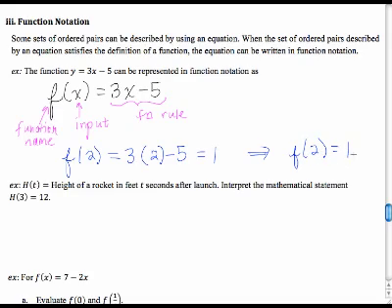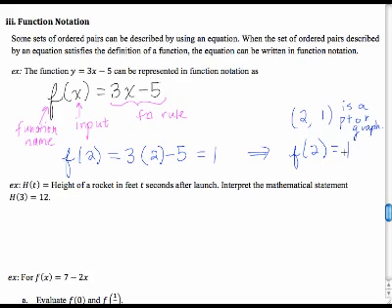It's another way of saying that when x is 2, y is 1. It's the same as saying the coordinate point 2 comma 1 is a point on the graph. Saying f of 2 equals 1 is the same thing as saying 2 comma 1 is a point on the graph. Okay? So f of x is basically like the y. When you say f of 2 equals 1, that means y equals 1.